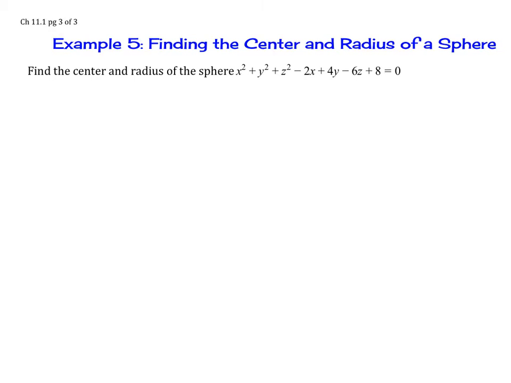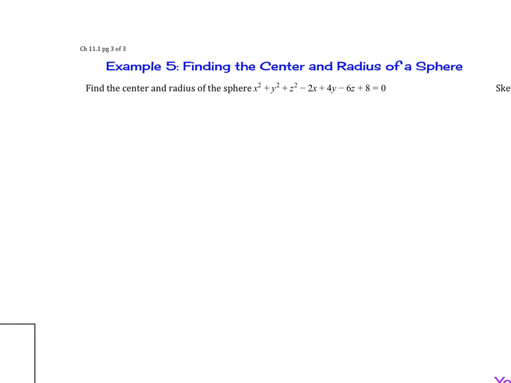So we have our x's. Let's group our x's together. So we have x squared minus 2x, and then we're going to add a number here. And then plus our y's, so y squared plus 4y plus the perfect number. And then we have our z's, so plus z squared minus 6z plus that perfect number. And then what we're going to do is move this 8 to the other side. So therefore, this is going to be equal to -8.